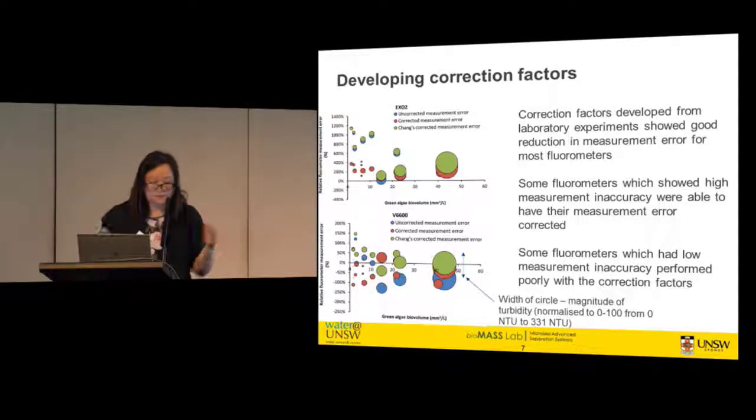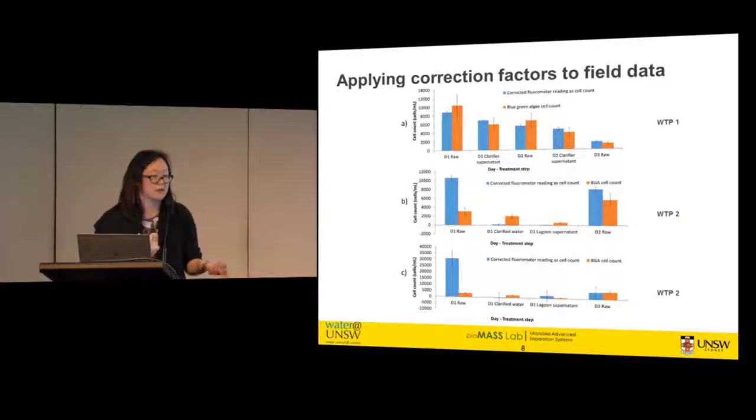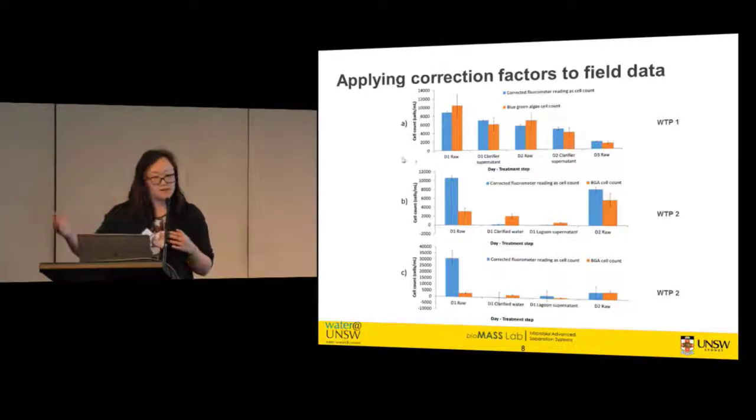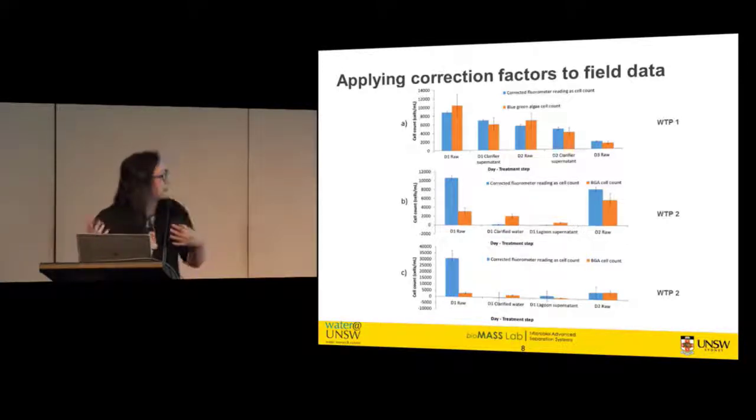So what does this mean for the field? We applied these correction factors to two water treatment sites in Australia. We have water treatment plant 1 in South Australia and a second one along the River Murray. These are two extremes of applying these correction factors. Here we have the different points throughout the treatment plant, from the inlet to the clarifier sludge, for example, as points of interest.